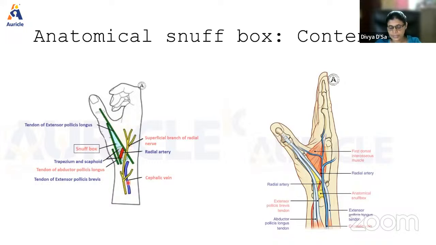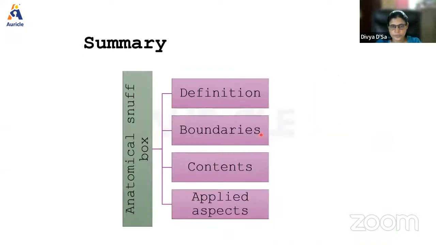Clinical significance: we can feel the pulsations of the radial artery in that space. Tenderness in the anatomical snuff box indicates fracture of the scaphoid bone. The cephalic vein present there is usually used to give intravenous injections. And the superficial branch of the radial nerve, because it is crossing here, can be rolled over the tendon of extensor pollicis longus. So these are some of the important clinical aspects of the anatomical snuff box.